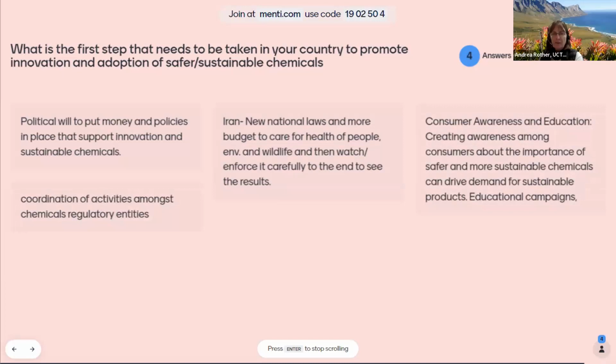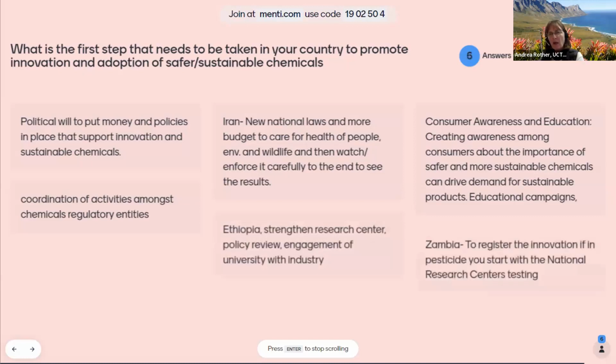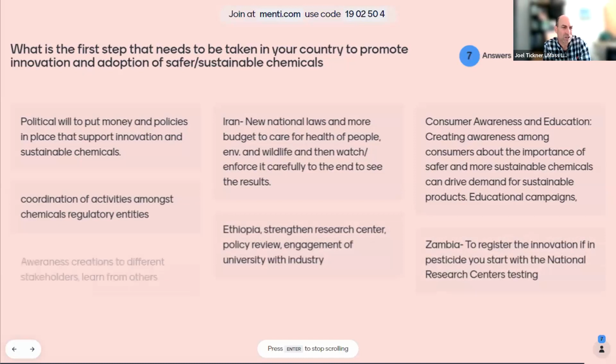Yes, I agree, very much so. Better collaboration globally on this is key. Would you like to make any concluding statements or comment on what's popping up at the moment on the screen? Yeah, I think I see strengthening connections with research centers, better collaboration, coordination, better stakeholder engagement, awareness, all of those are key, right?